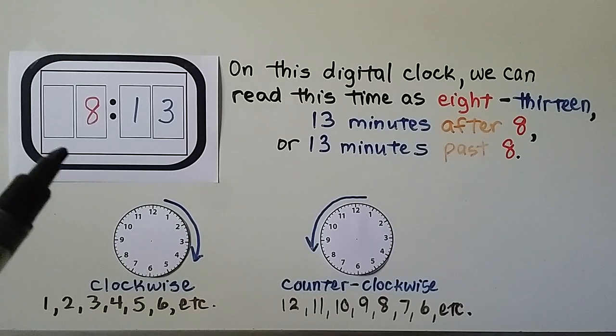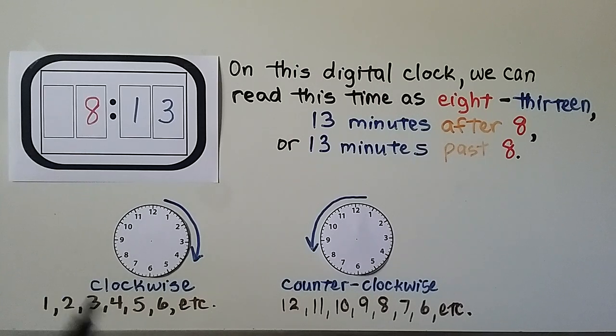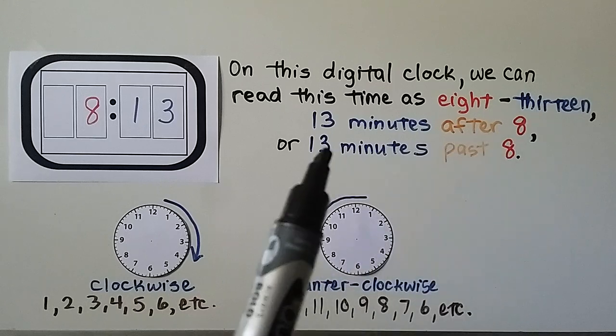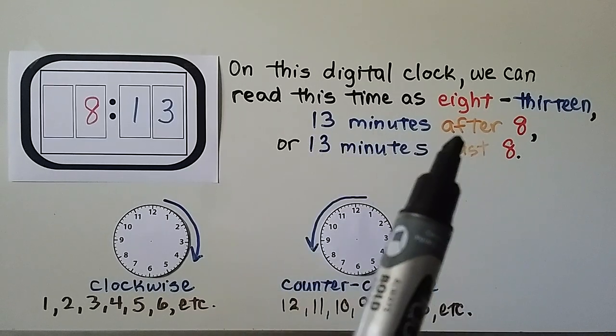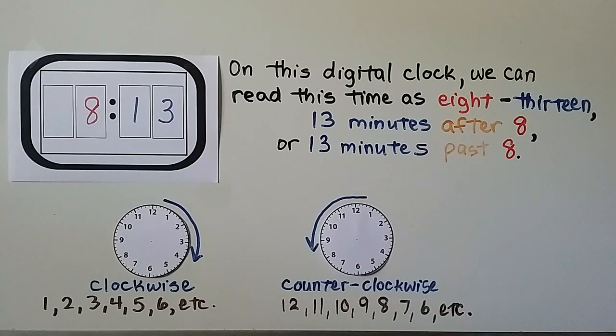On this digital clock, we can read this time as 8:13. We can also say it's 13 minutes after 8, or we can say it's 13 minutes past 8.